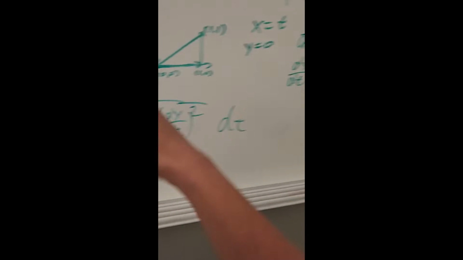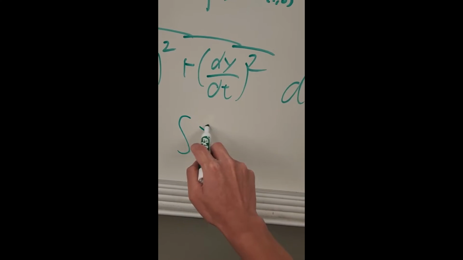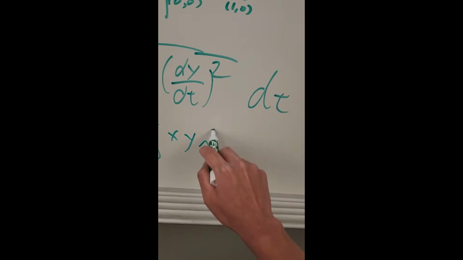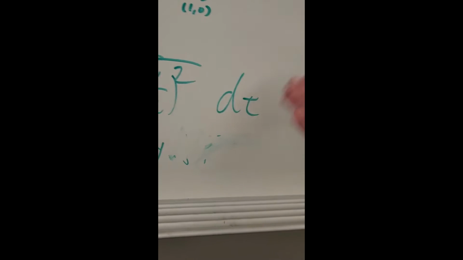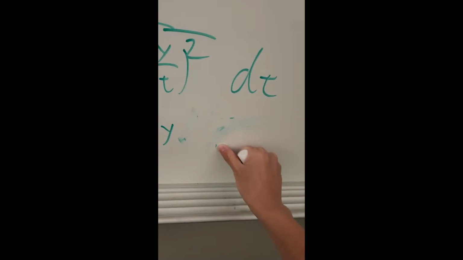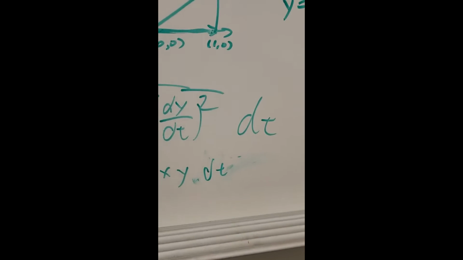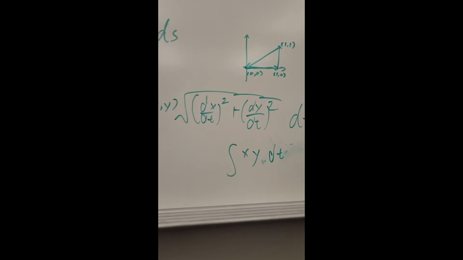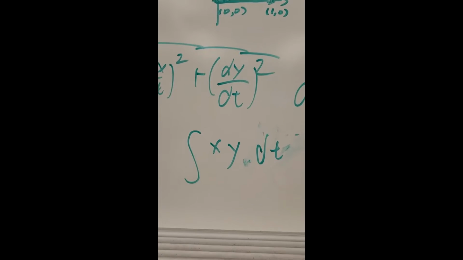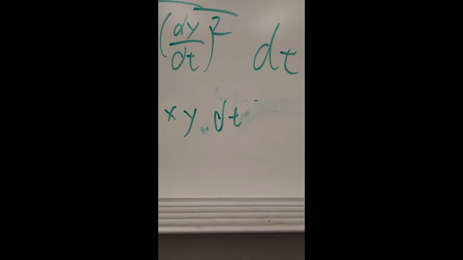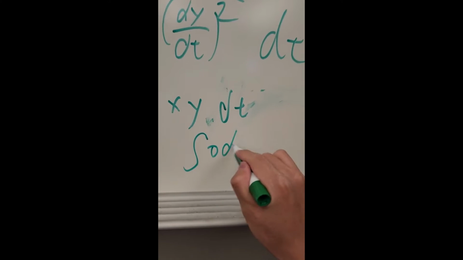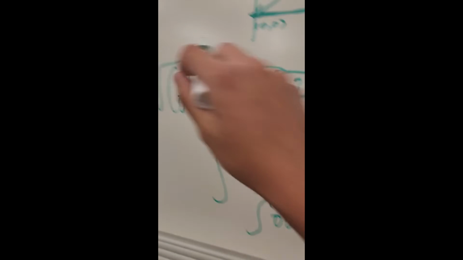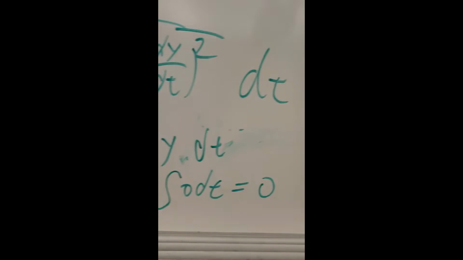So for that one, we can plug that in. That will be the integration of xy times the square root of 1 squared plus 0 squared, which is just the square root of 1, which is just 1, and just xy dt. Since x is equal to t and y is equal to 0, this is just 0 dt, so it's just 0. So that part is just 0.